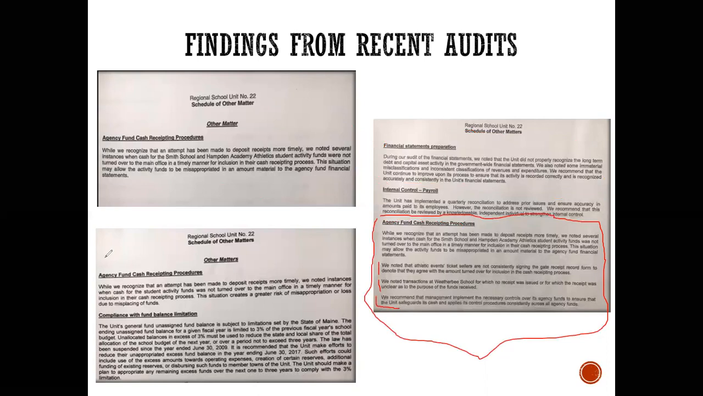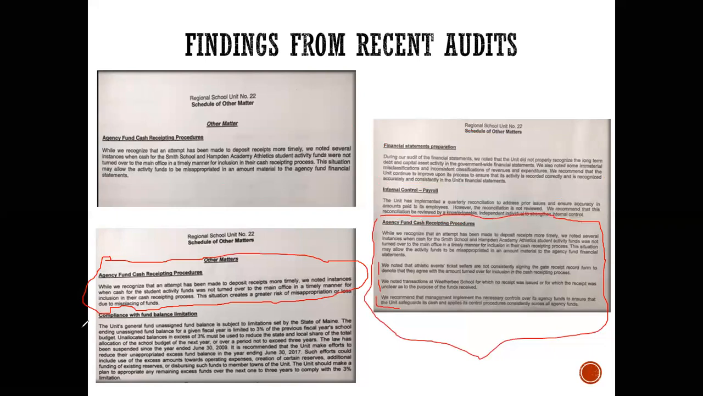And then you go down here for the next year. Oh, agency cash is here again. We noted instances where the process situation creates a greater risk of misappropriation or loss due to misplacing of funds. So the wording gets a little bit tighter here. How do we know if any funds were misappropriated or if there's a loss or misplaced funds or what have you? Once again, a knowledgeable professional, independent, come in and take a look at it.